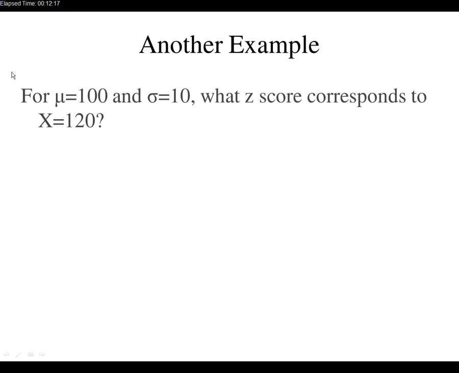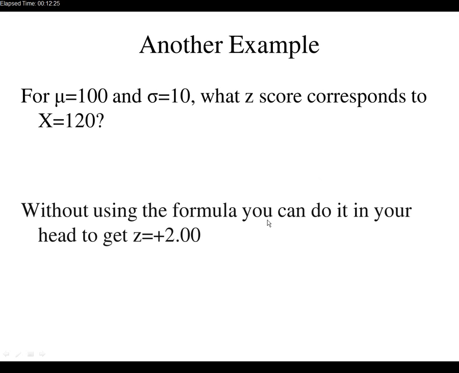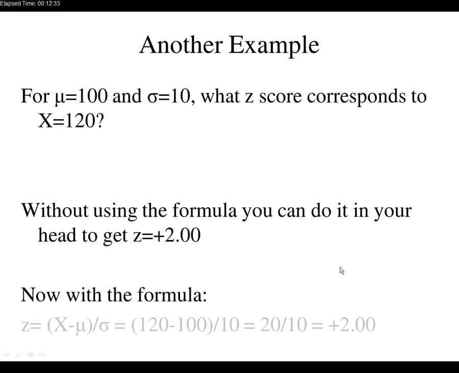Okay, here's another example. For mean equals 100 and standard deviation 10, what Z-score corresponds to X equals 120? Without using the formula, you can do it in your head to get Z equals 2. Now with the formula, Z equals X minus the mean divided by the standard deviation. So that's 120 minus 100 divided by 10. All right, so it's 20 divided by 10 equals 2. Pretty easy, huh? Z-scores are fun.